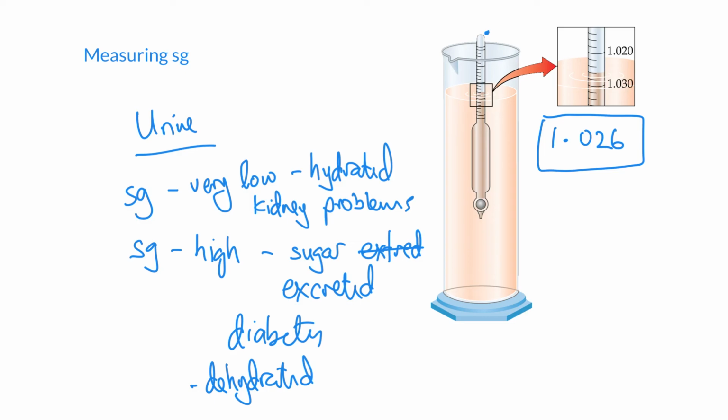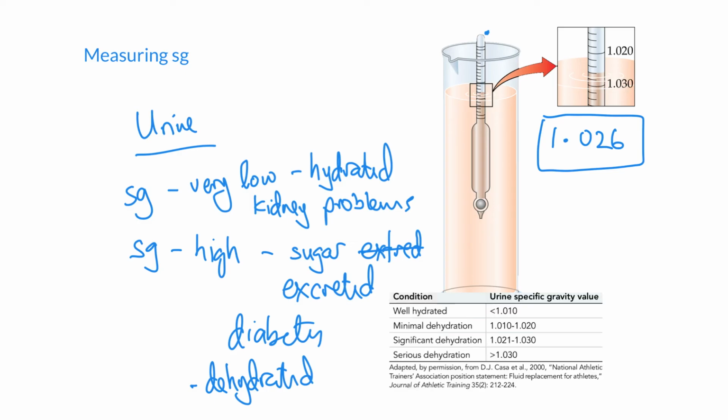So we've got a range. Let me see if I can pull up a range chart here. So here's a chart of normal ranges. If your specific gravity is less than 1.010, then you are well hydrated, and so on. If it's a little bit higher, then you have slight dehydration, significant dehydration, or if your specific gravity is above 1.030, you're seriously dehydrated. So it's a very nice way to keep track of bodily function, I suppose.